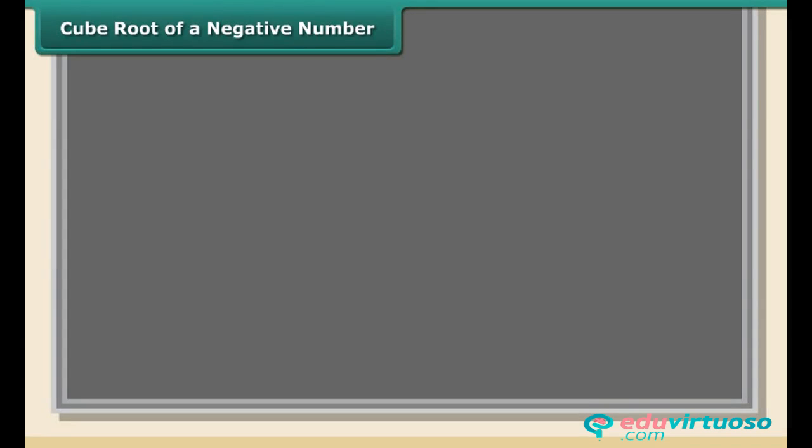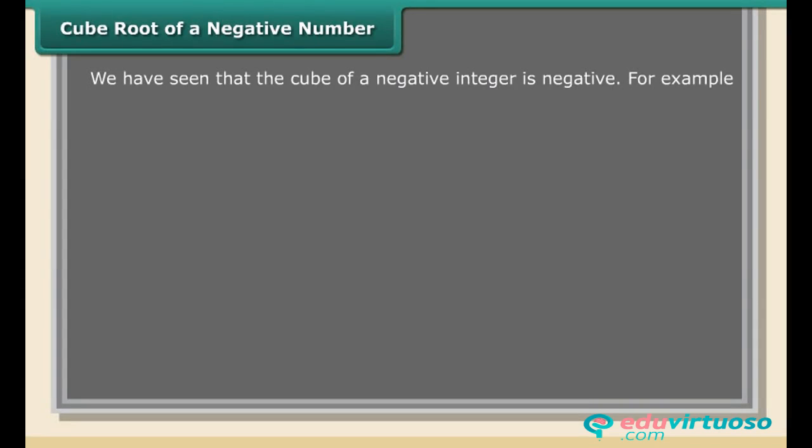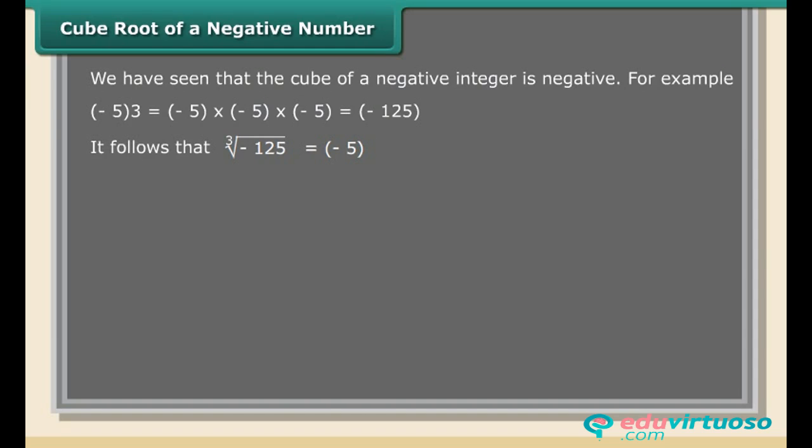Cube root of a negative number. We have seen that the cube of a negative integer is negative. For example, minus 5 cube is equal to minus 5 into minus 5 into minus 5, which equals minus 125. It follows that cube root minus 125 is equal to minus 5. That is, cube root minus 125 is equal to minus cube root 125, that is, minus 5.